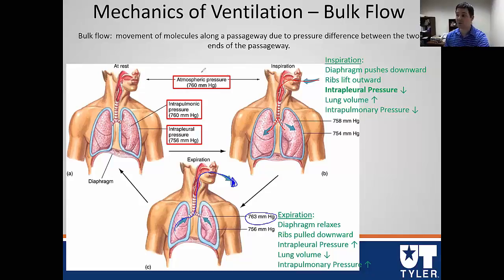So what do you need to know from this slide? What you need to know is to memorize these values. Memorize atmospheric pressure, the intrapulmonary pressure during inspiration, and the intrapulmonary pressure during expiration. Those are going to be the important values from here.